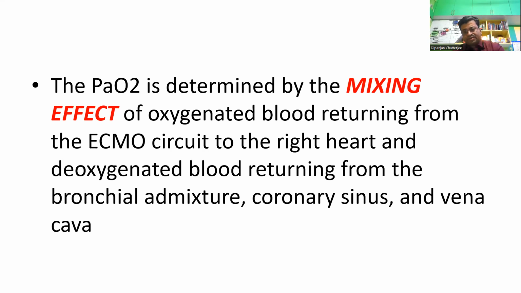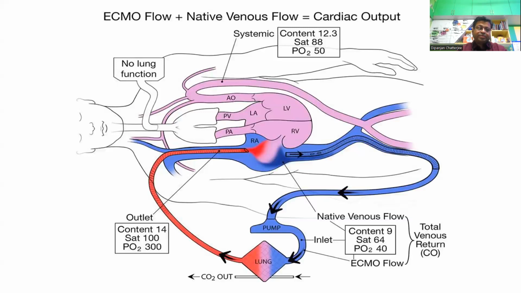Coming to the mixing effect. If I give you an example, if the patient has a cardiac output of around 7 liters and the veno-venous ECMO flow is around 4 liters, only 4 liters of blood will come in the ECMO circuit, and these 4 liters will go back to the right side of the heart fully saturated.